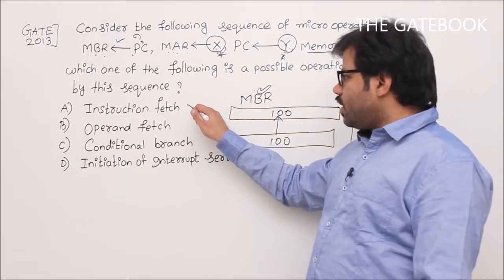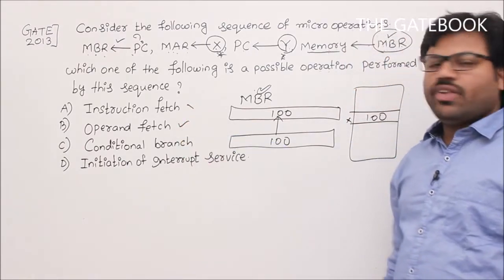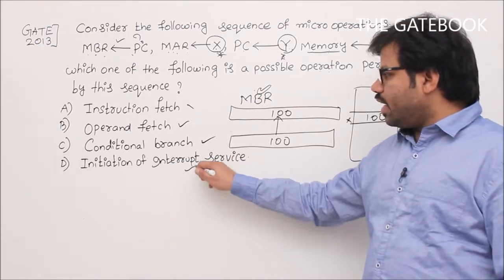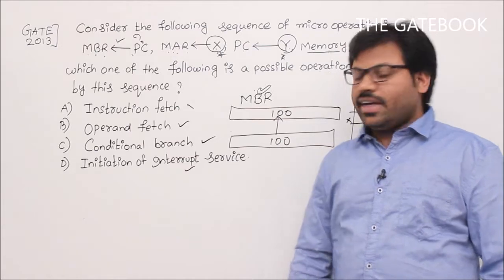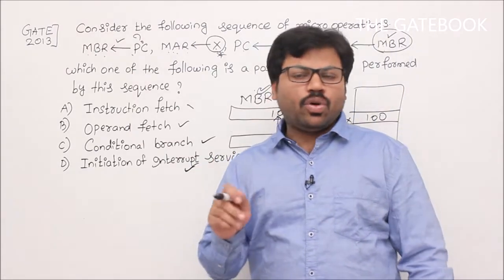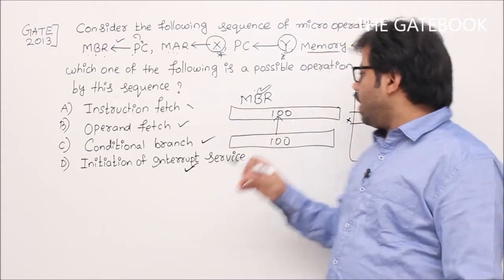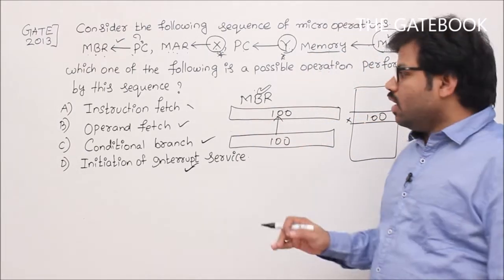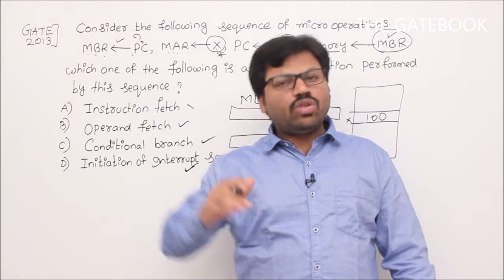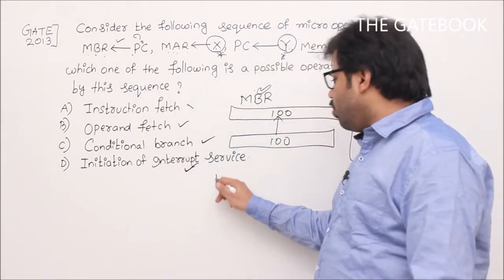Do you do that in fetch, or in operand fetch? Do you do that in conditional branch, or in initiation of interrupt service? Definitely we do that in initiation of interrupt service. You are storing the program counter's value in memory, which means we have to come back. Generally, why do we store the current instruction's address? To come back. Why do you want to come back?